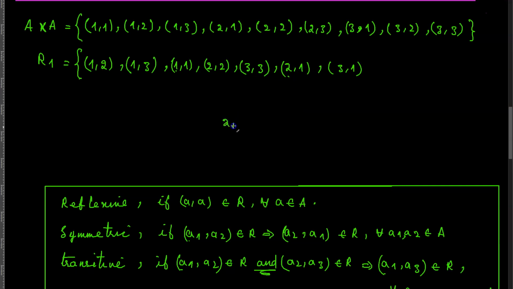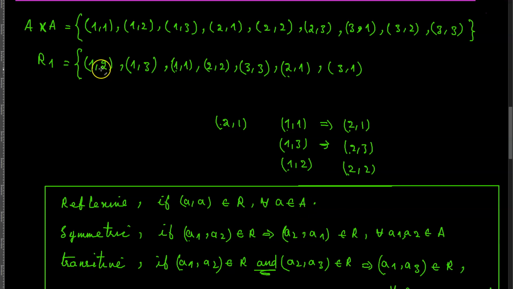And then you have (2, 1). So this ends with a 1, so I have to start with all the elements that start with a 1. So I have three elements here: (1, 1), you have (1, 3), and you have (1, 2). So taking these two together, that implies that (2, 1) must belong to R. Taking these two together, that implies that (2, 3) must belong to R. And taking these two together implies that (2, 2) must belong to R. (2, 1) is already there. (2, 3) is not there. And (2, 2) is actually there. So this one is missing.